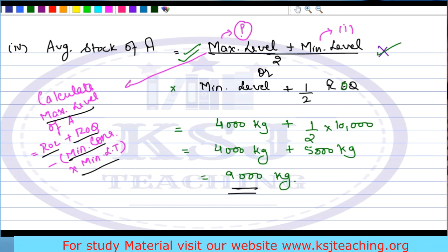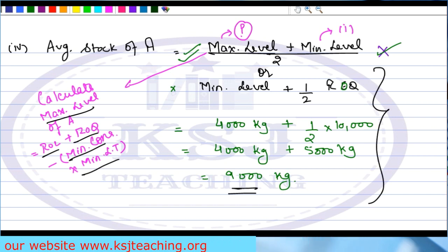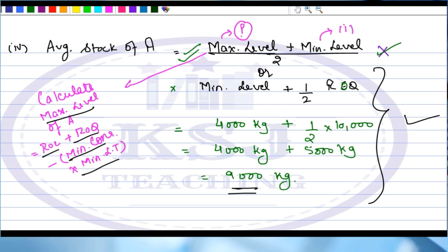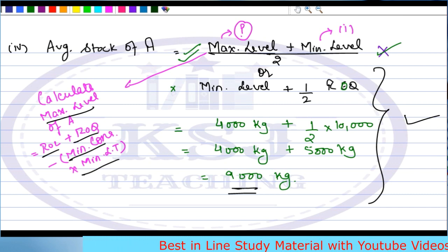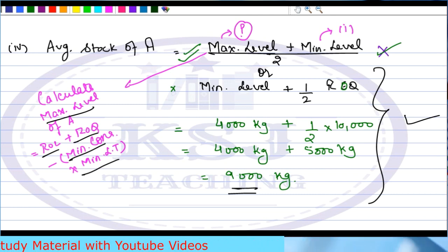Clear? Sir, in the exam, what should we do? In the exam, you should directly apply this formula, sir. Why waste time on calculating the maximum level? Because it involves an additional step now. First, you will calculate maximum level, then you will calculate average stock level. In this way, we can directly calculate the average. So in the exam, it is always preferable that you should save time. You should follow the method by which you can save your time. Okay.